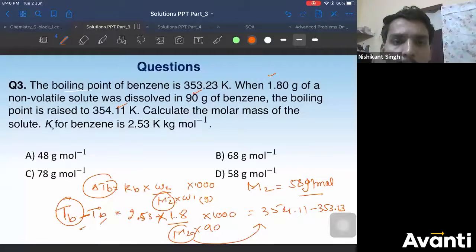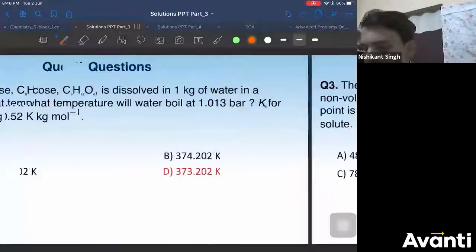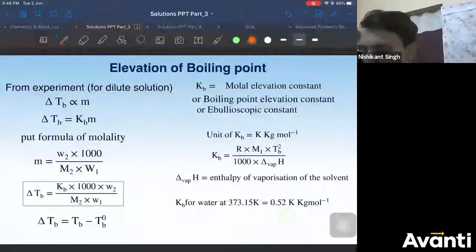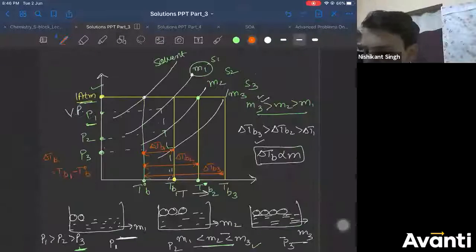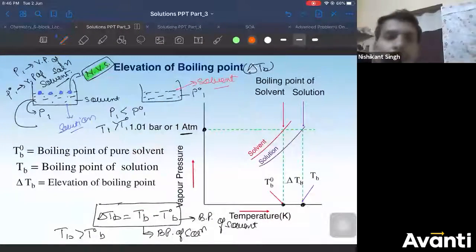Which graph did you want? The first graph, showing delta T. Pratiksha, are you there, beta? Yes. So our first graph was, yes, this is our first graph. What is the doubt in this, Pratiksha?